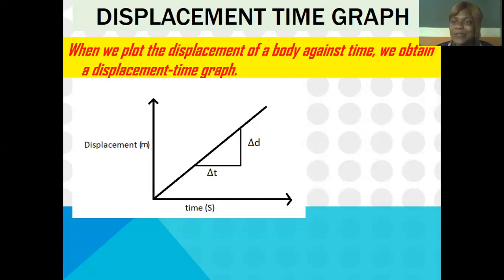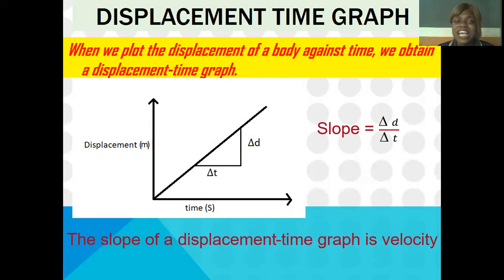Now, there's something we call the slope of the graph. The slope of a displacement time graph is usually delta D over delta t. That's change in displacement over change in time. When you see that sign that looks like a triangle, that delta sign, it means change in. So change in displacement over change in time. Now the slope of a displacement time graph is velocity, because we've already said before that displacement over time is velocity. So remember that when you're talking about the displacement time graph, the slope is velocity.